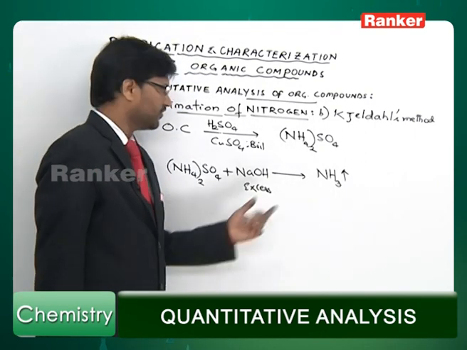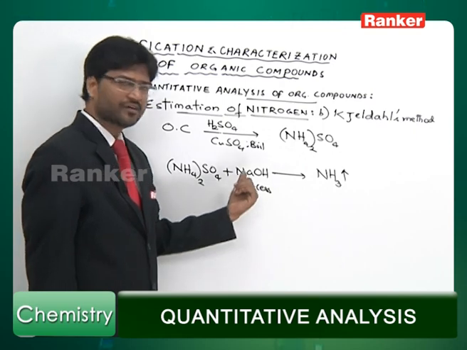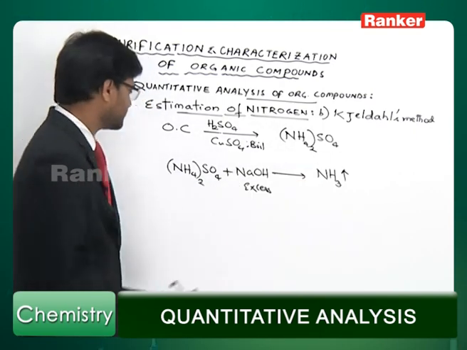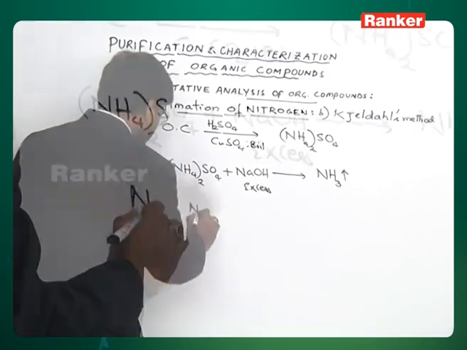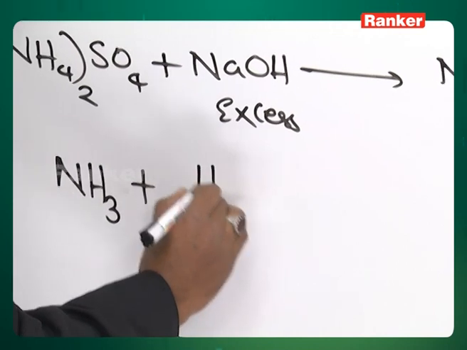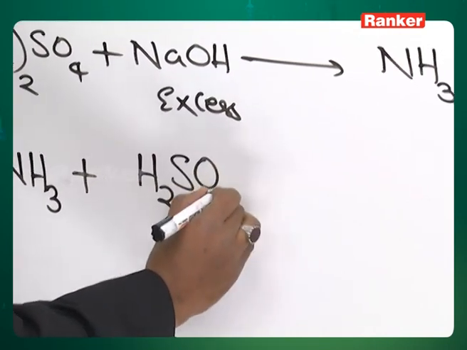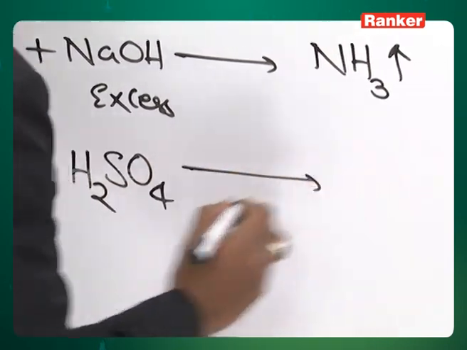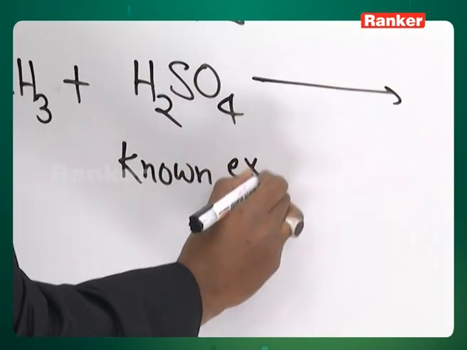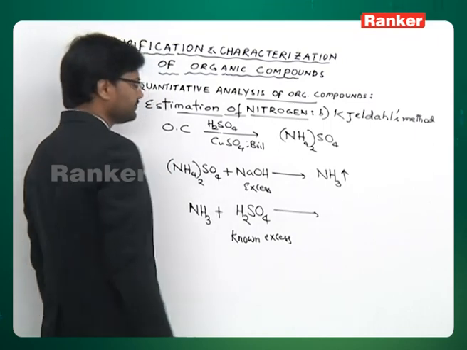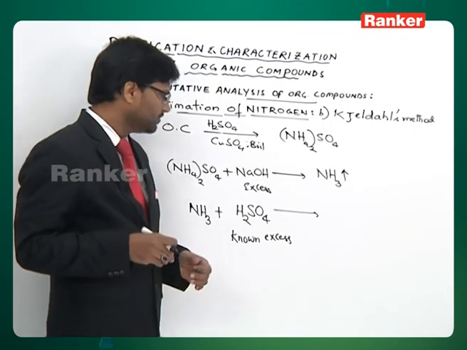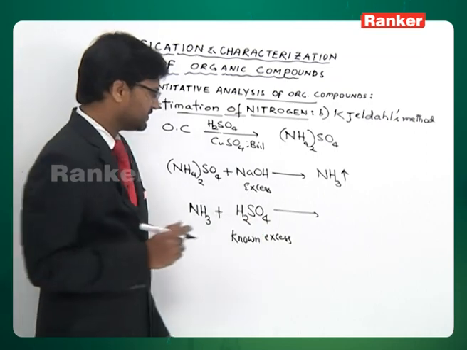Ammonium sulfate, which is formed as a result of this reaction, is treated with excess of sodium hydroxide. All the ammonium sulfate will decompose to give ammonia gas. Ammonia gas is then made to bubble into sulfuric acid. Here, this should be a known excess of sulfuric acid. We take a known excess of sulfuric acid and allow all the ammonia to bubble into that sulfuric acid.